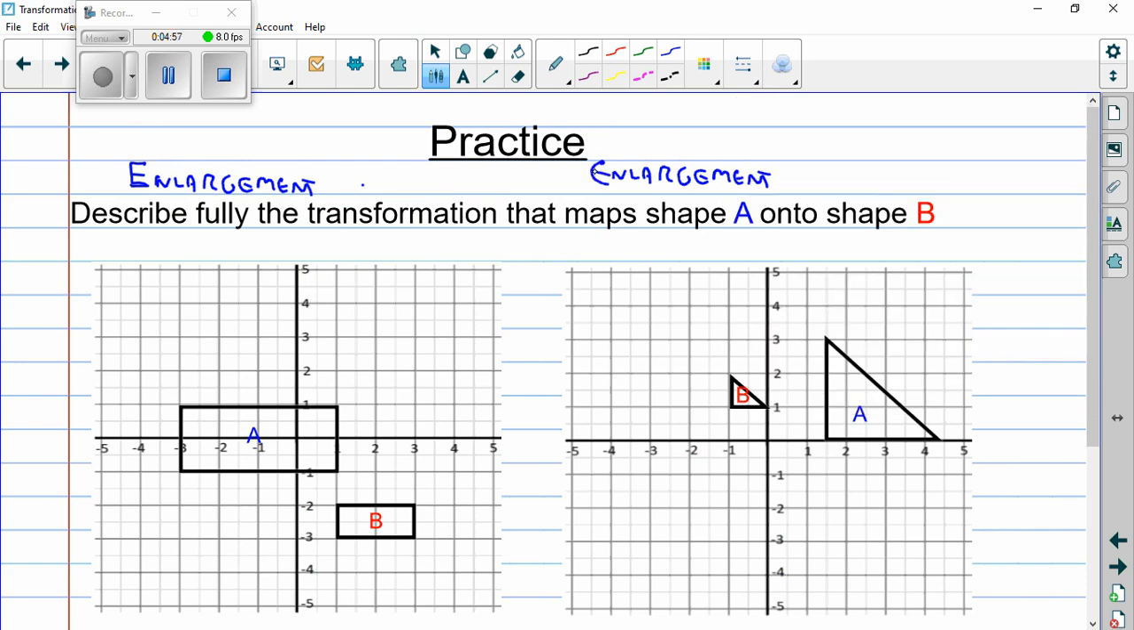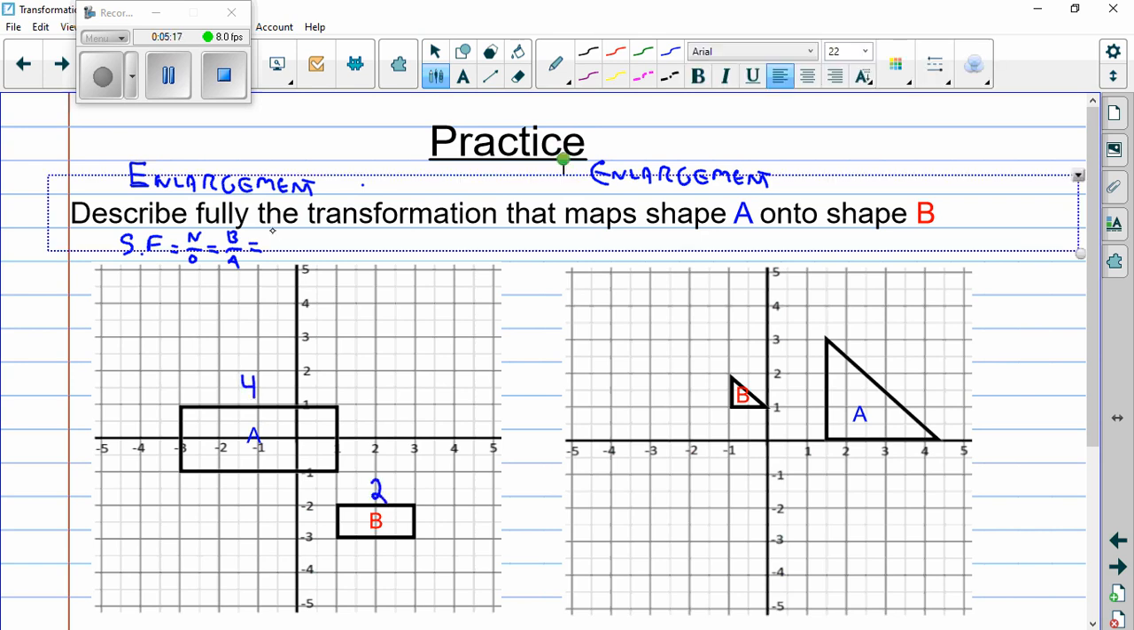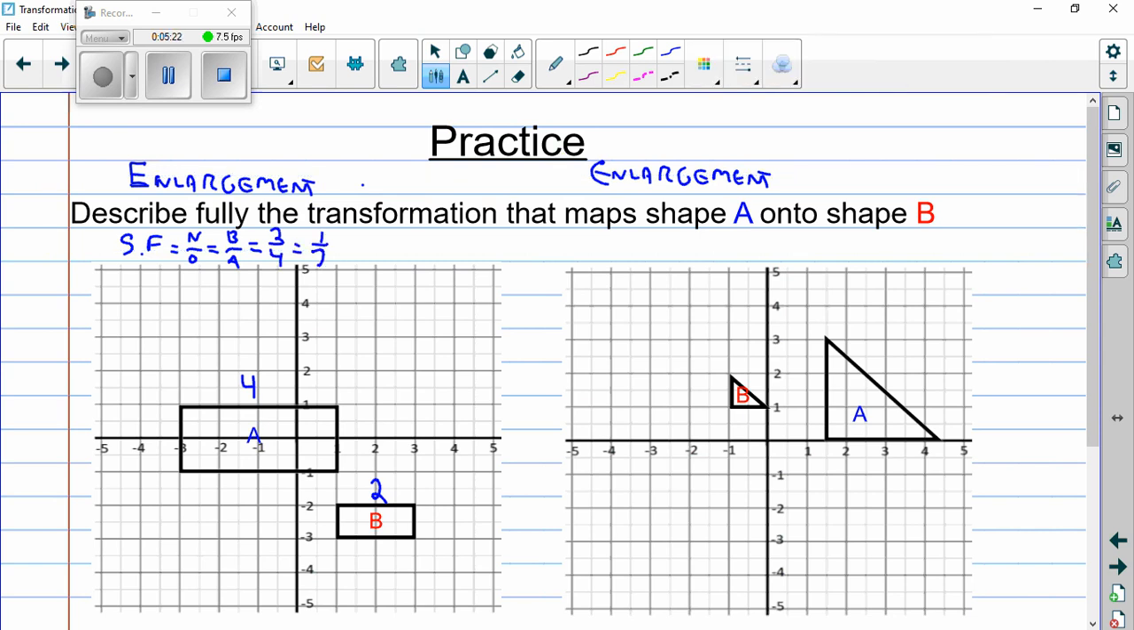Okay, so we have enlargements for both. Next, let's do our scale factor. It's the next easiest. Scale factor is our new over old, so here that is B over A. Try to make it easy: 2 here, 4 here. So we have 2 over 4, which is 1/2. We can say our scale factor is equal to 1/2.